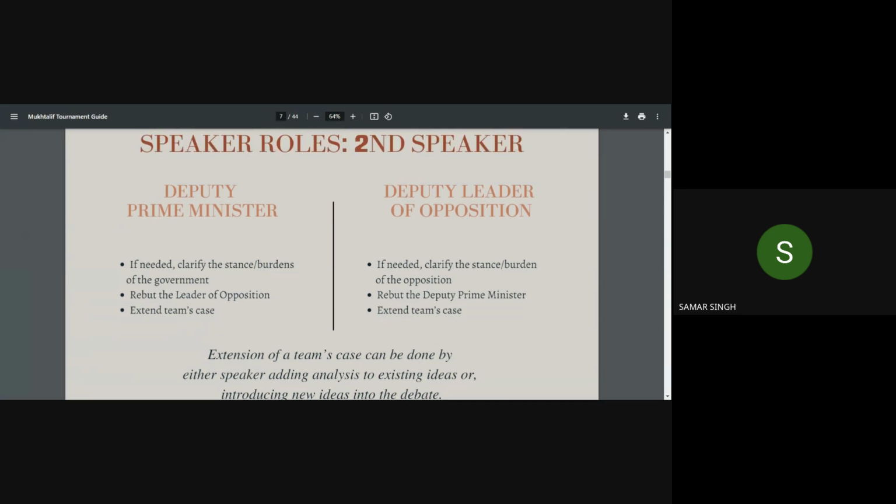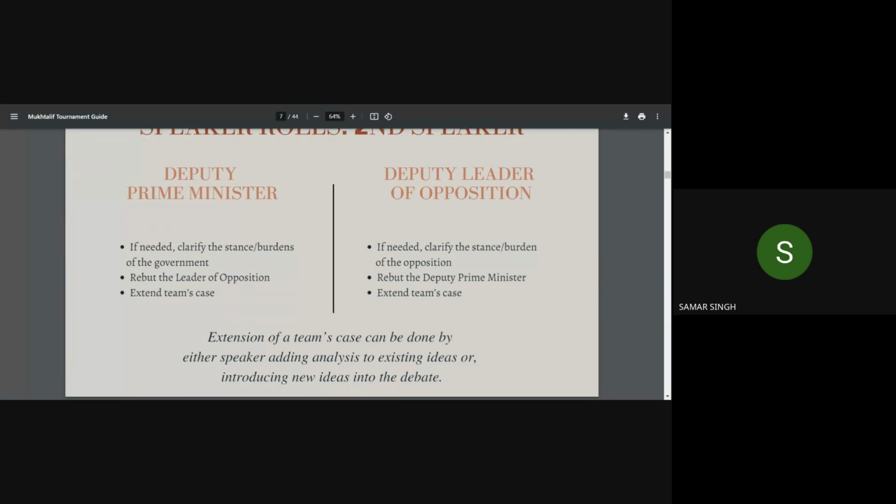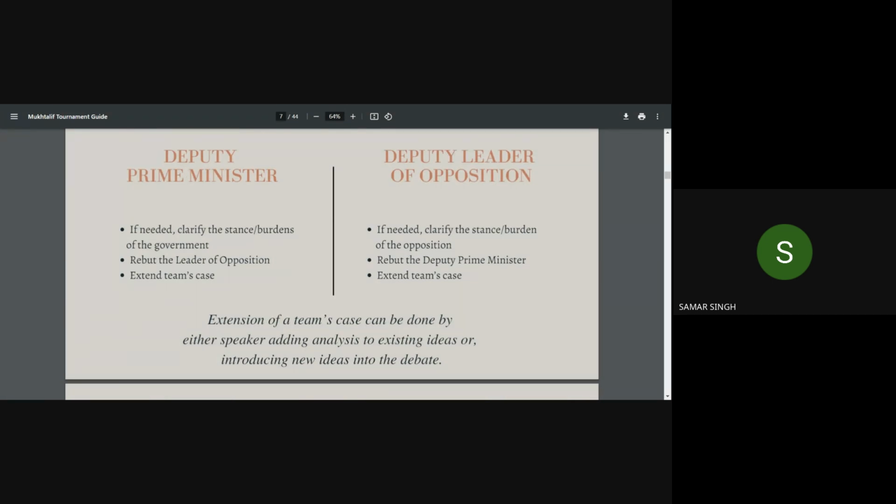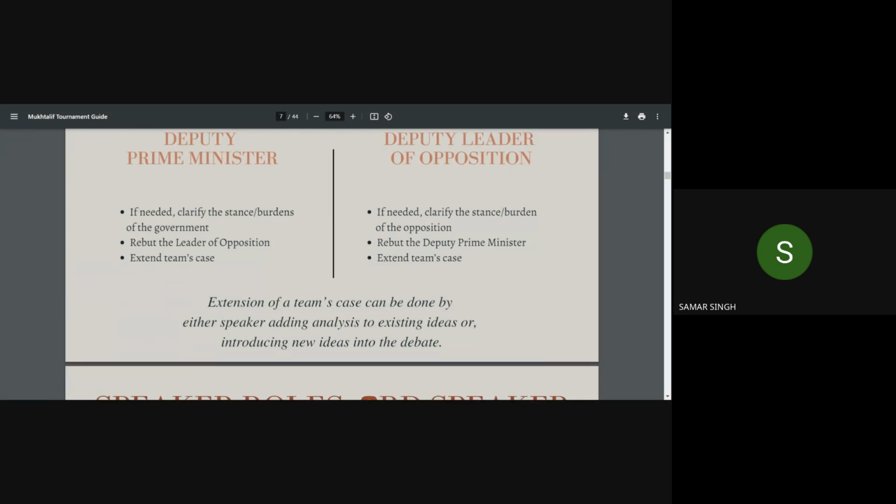Remember one thing: presenting new ideas and new arguments ends here, meaning the next speeches we are going to talk about cannot have new ideas or new arguments. This is your last opportunity to give new arguments. As you can read here, extension of a team's case can be done by either speaker adding analysis to existing ideas or introducing new ideas into the debate. So from here on, you cannot give new arguments. You can only give more analysis and more reasoning to the pre-existing argument given by your team.